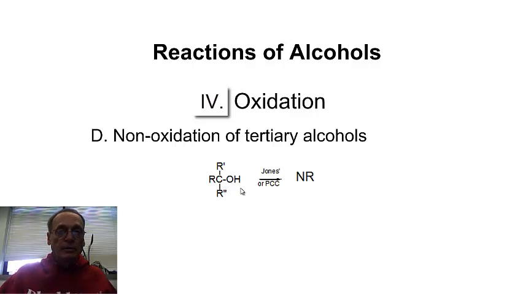So again, primaries with Jones reagent give carboxylic acids. Primaries with PCC give aldehydes. Secondaries with either Jones or PCC give ketones, and tertiaries don't react at all.